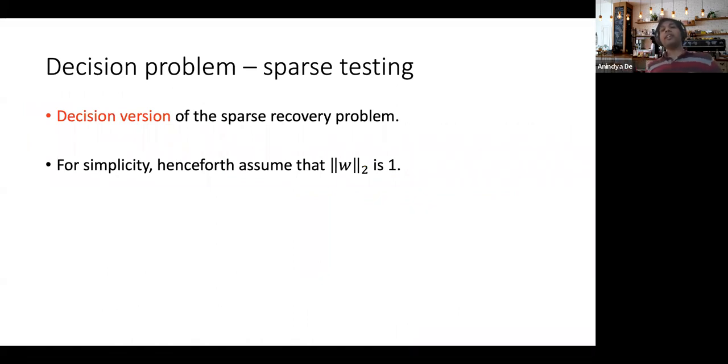What I'm interested in is the decision version of the problem. So far we were assuming that we were given the promise that W is k-sparse, and we were trying to recover W. But what if I considered the decision version of the problem? Namely, you have an unknown W. For simplicity, you assume that the 2 norm of W is 1. This is just for normalization's sake. This is not strictly required.